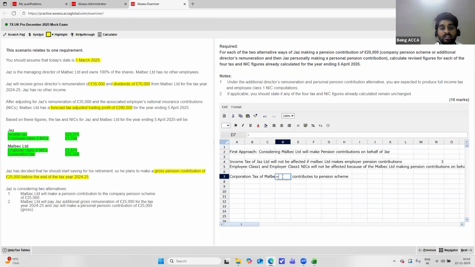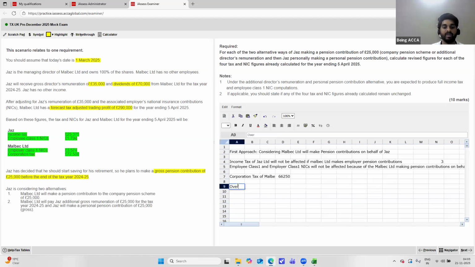It would be equal to 290,000, which has already been provided to us, minus 25,000 because it is an allowable deduction. And since it is exceeding the 250,000 threshold, the tax will be at the upper limit. So for that reason, it would be 290,000 minus 25,000 into 25%. So this would be the corporation tax of Malbec Limited.